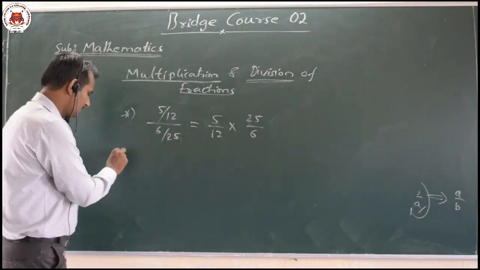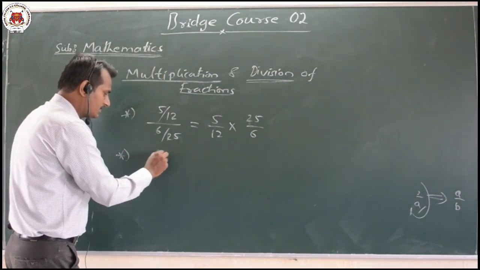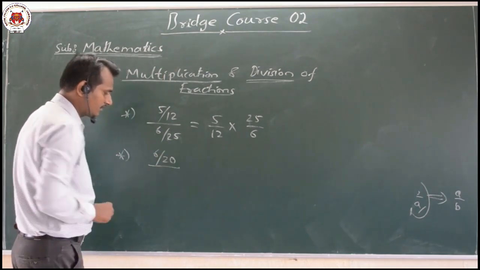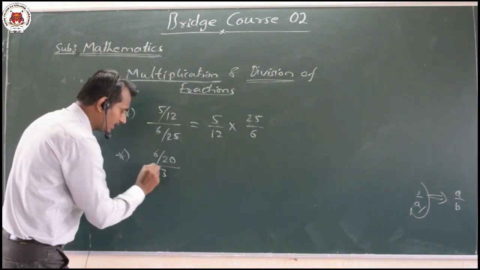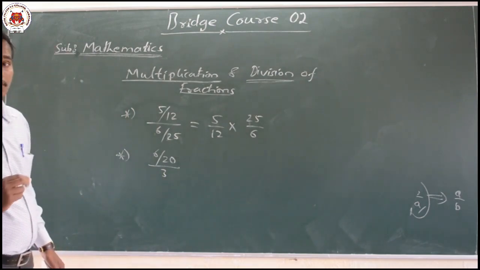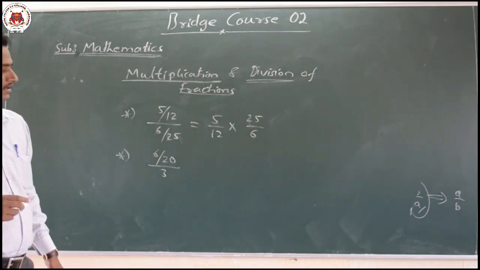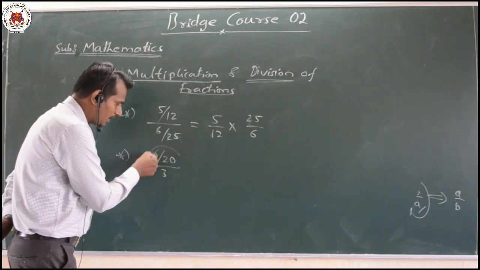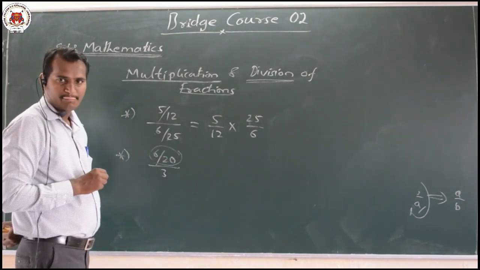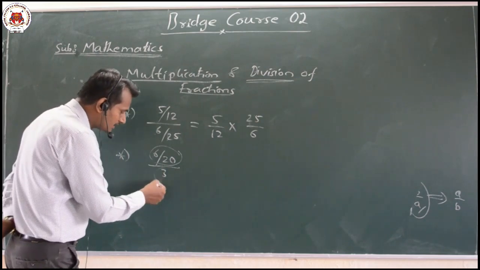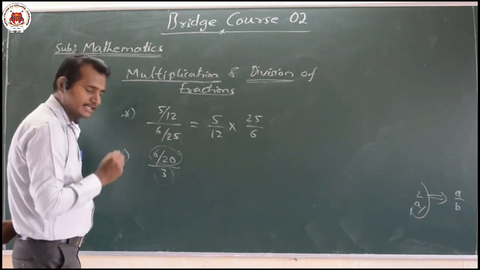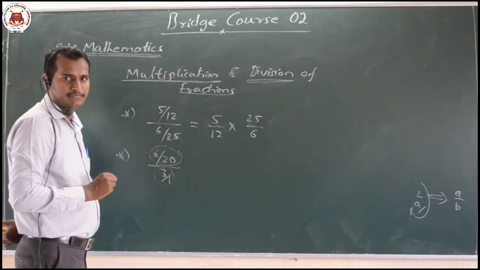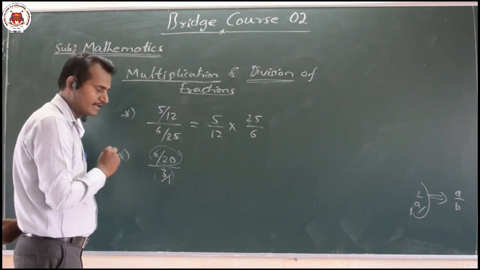Similarly, one more question, that is 6 divided by 20, divided by 3. How do we have to solve it? Here, this whole part is our numerator and this whole part is our denominator. In this denominator, I can write 3 divided by 1. If you have nothing, I can write it as 3 divided by 1.